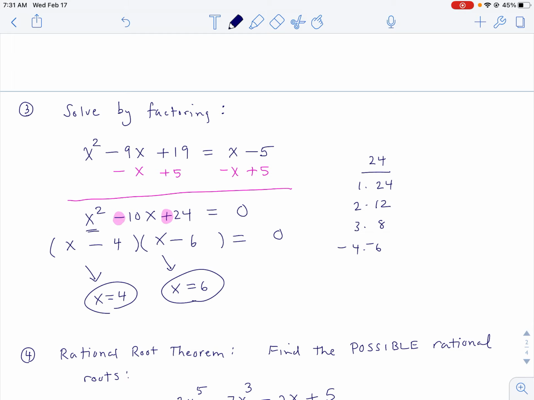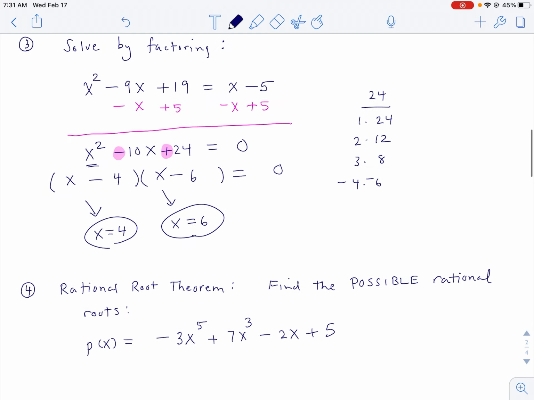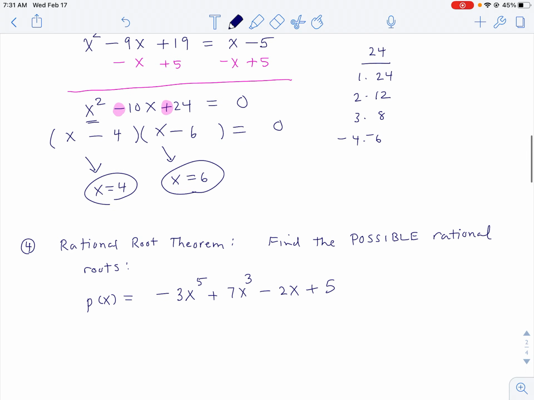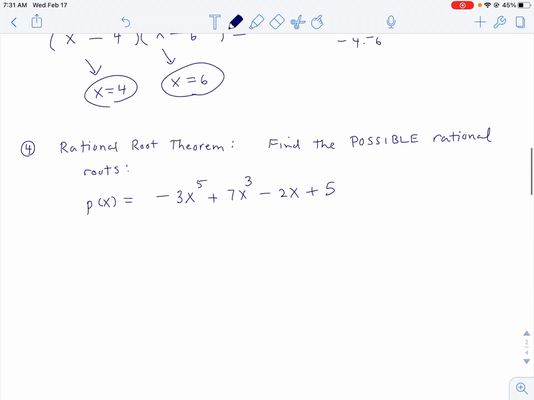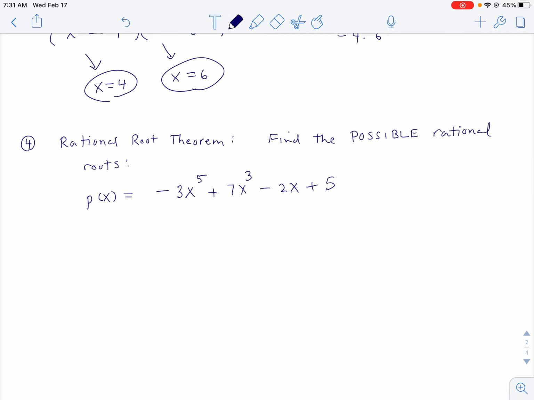So I have two solutions, 4 and 6. All right, just two problems left. One involves the rational root theorem. The rational root theorem, we list the possible, this is the key, possible rational roots.